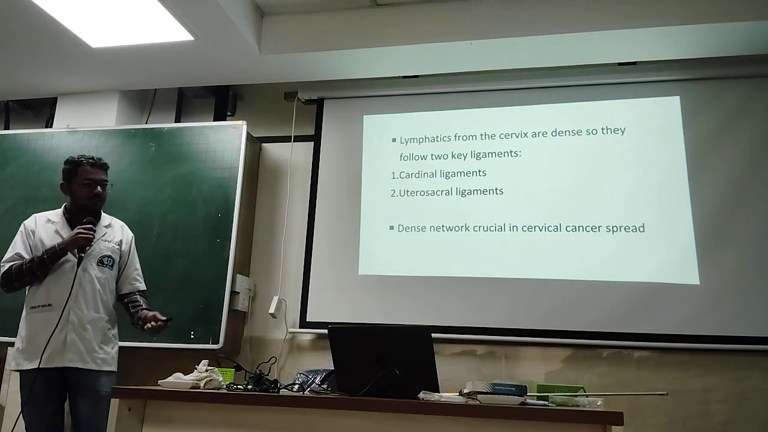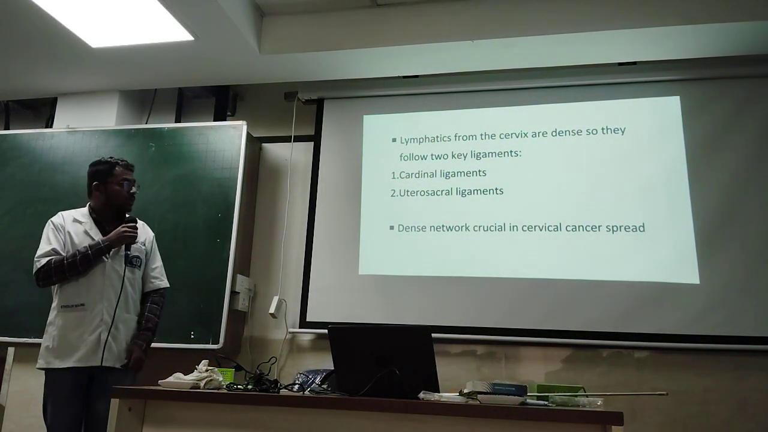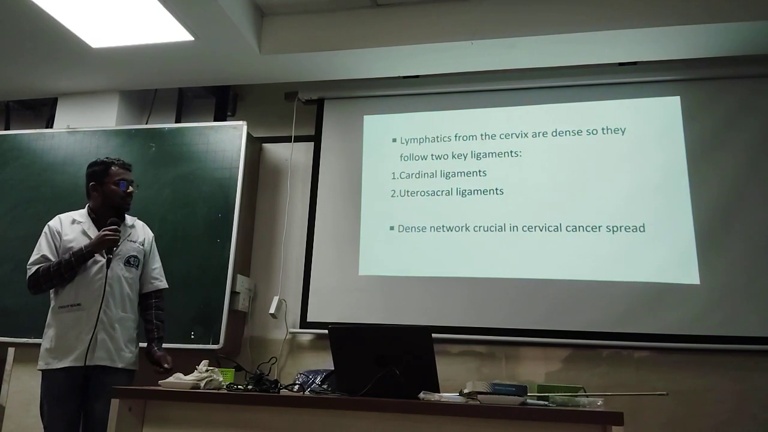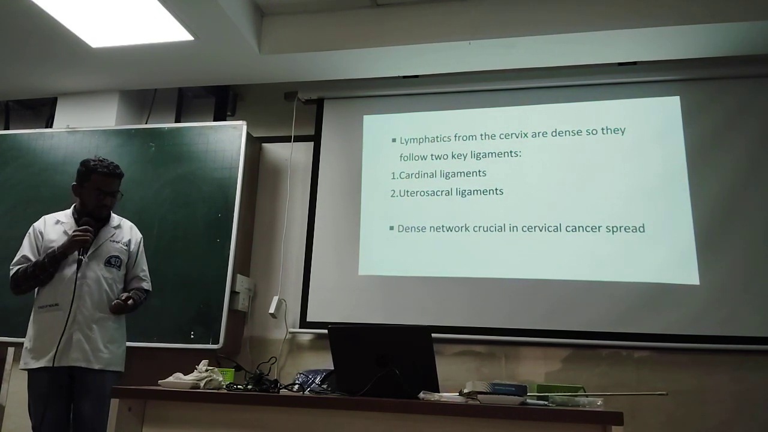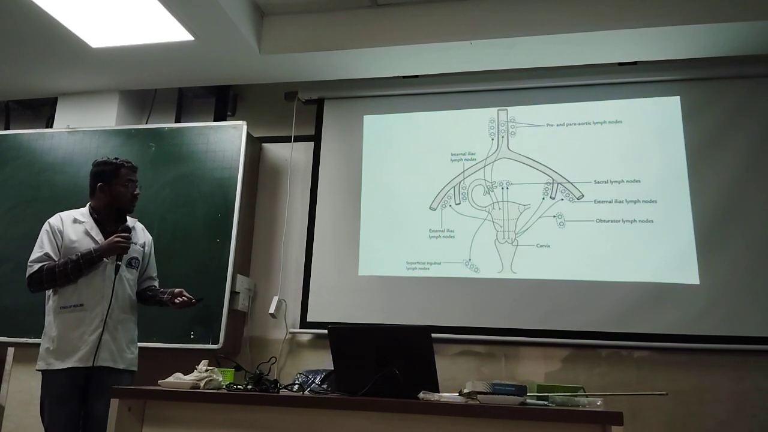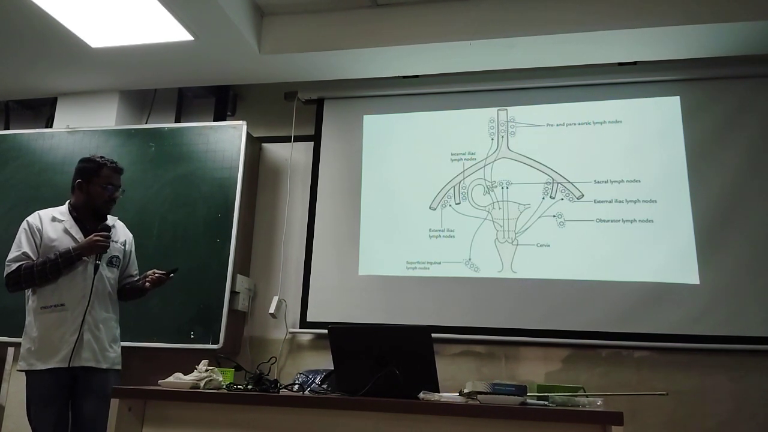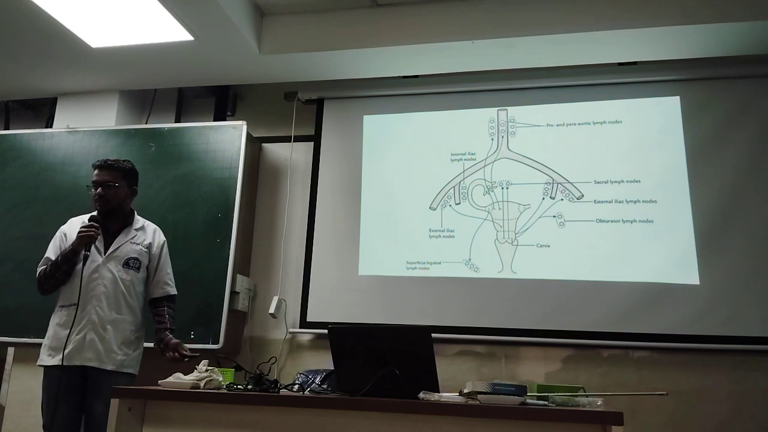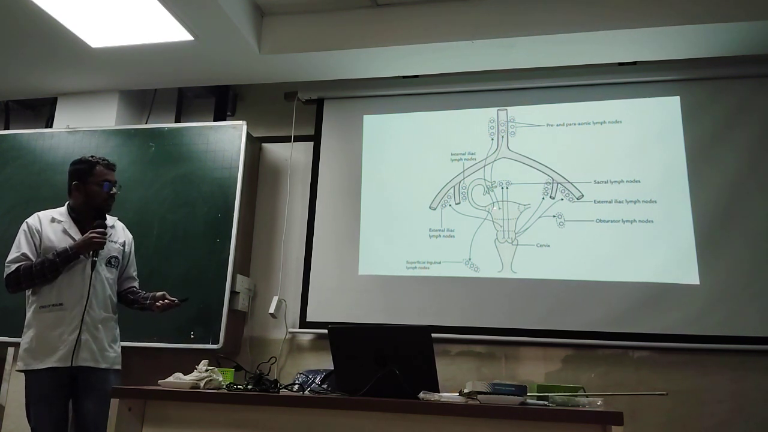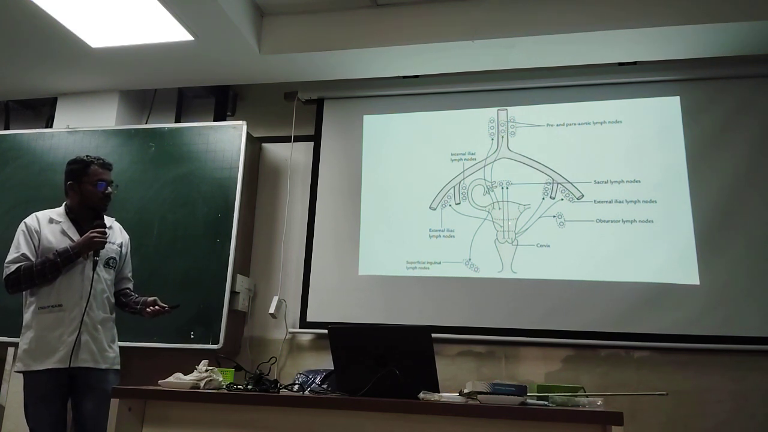And the lymph nodes of cervix are so dense, so they follow the two key ligaments, cardinal ligament and uterosacral ligament. Dense network is crucial in cervical cancer. So here, as I said, on the basis of which part of uterus is being drained, it is divided into three regions. This is the fundus and upper part of the body of uterus. This is the lower part of the body of uterus, and this is the cervix.